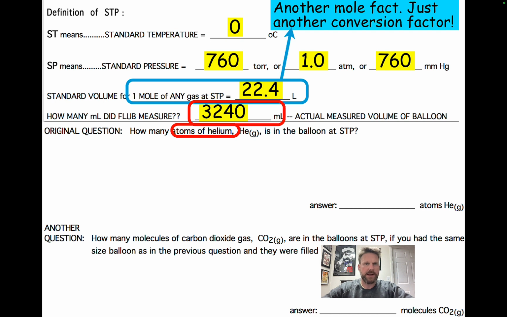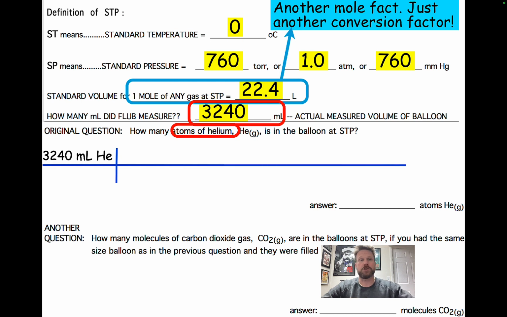For a gas at STP, you will most certainly be using the fact that 1 mole of any gas equals 22.4 liters. Do not use this conversion factor if the problem involves solids or liquids. 22.4 liters per mole can only be used with gases. Let's figure this out. Start with 3,240 milliliters of helium in the train track. Set up a long train track because this is a 3-step conversion.